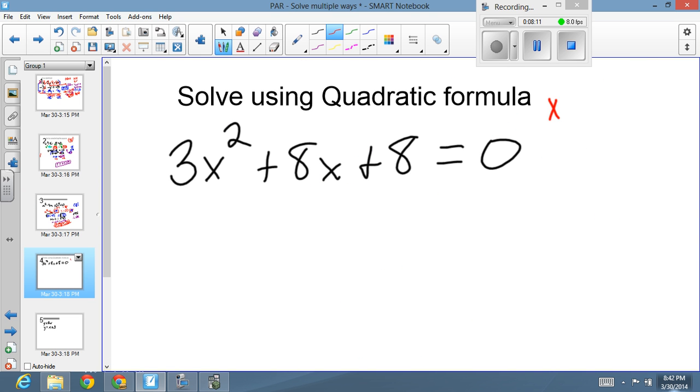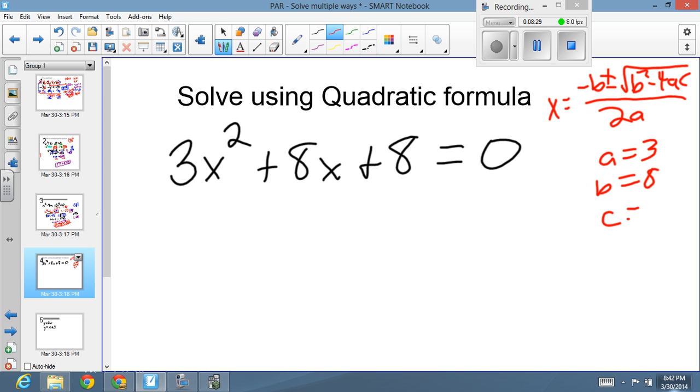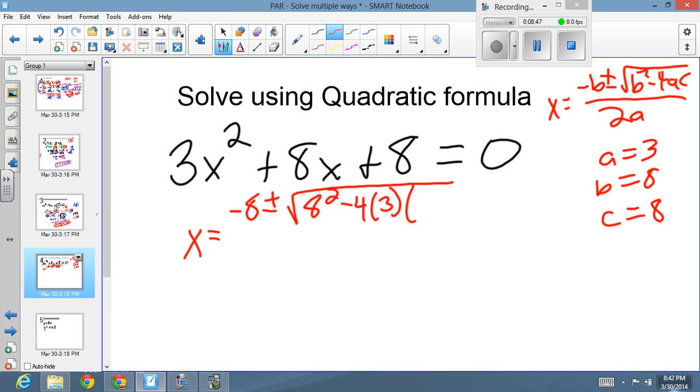Quadratic formula. x equals the opposite of b plus or minus the square root of b squared minus 4ac all over 2a. In this case, a is 3, b is 8, c is also 8. So x equals the opposite of b, so the opposite of 8 plus or minus the square root of 8 squared minus 4 times a times c all over 2 times a.